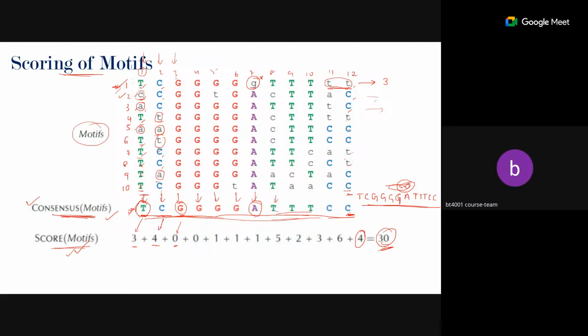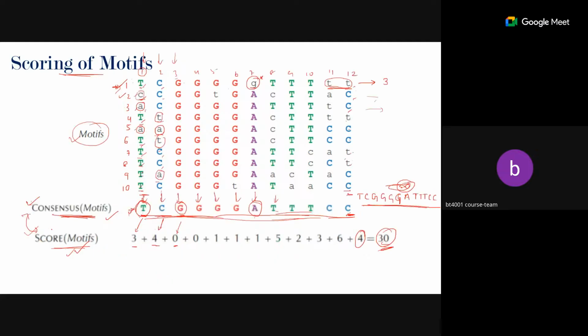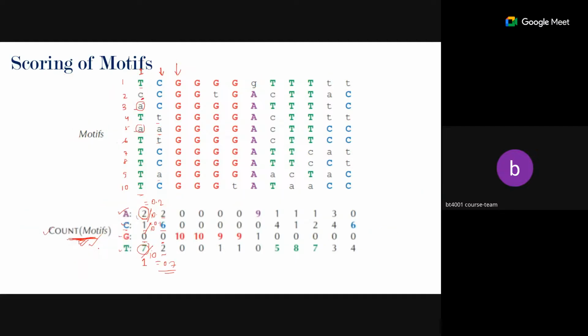For the additional questions, you can look into different methods on how to compute these values from each other. Like, how do you compute the score given the motifs and the consensus? Given the motifs and the score, we know how to compute the consensus. But the question is, given the count of motifs, how do we compute the score? That can be a question. From the count of motifs, how do we compute the consensus?